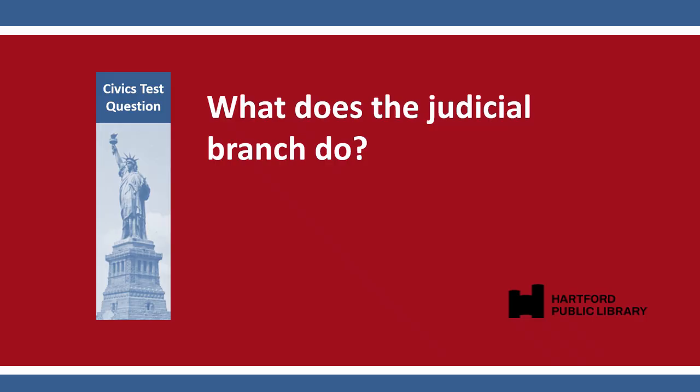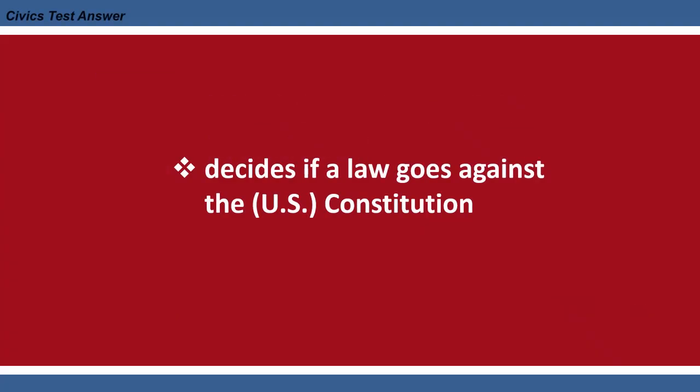Civics test question. What does the judicial branch do? Decides if a law goes against the Constitution. While Congress writes laws, and the president signs or vetoes bills Congress proposes, only the judicial branch has the power to decide if a law goes against the Constitution.